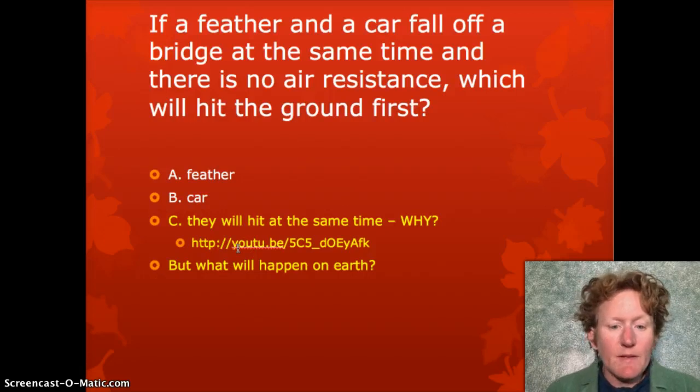Let's go look at an example of something where there is no air resistance. So this is a video of an astronaut, and he's going to drop two objects, a feather and a hammer, and we'll see what happens.